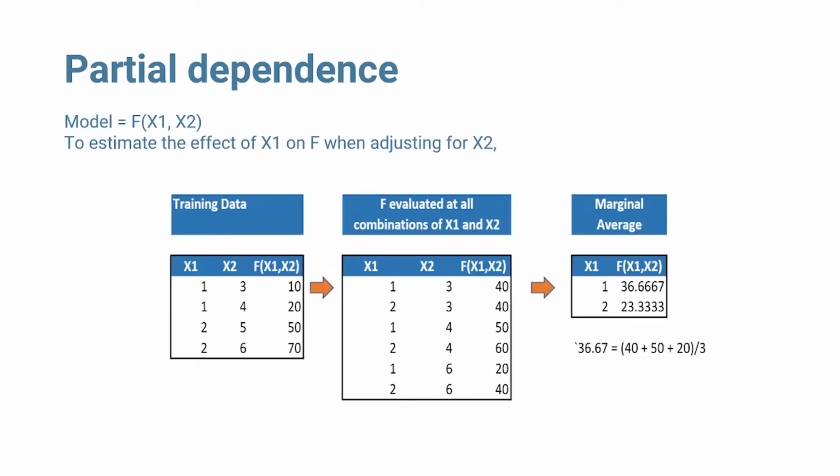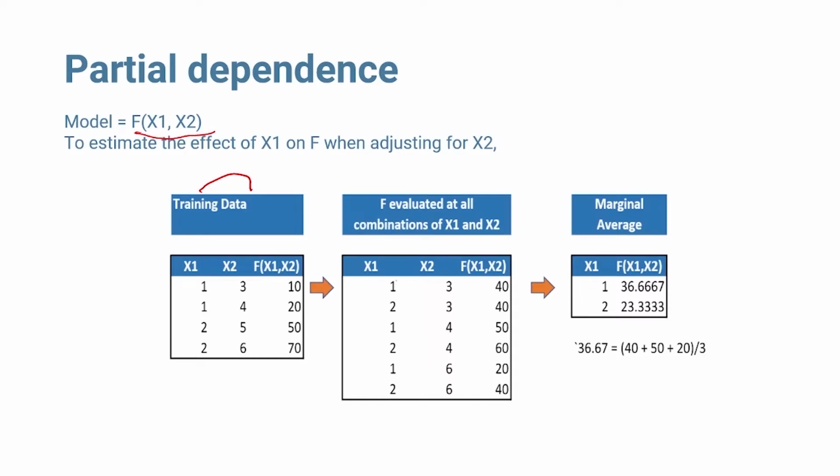Let's call this F, which is a function of x1 and x2. You then look at the training data. For each occurrence of x1 and x2, you have the predicted value. But to get the partial dependence, you need to consider all possible combinations of x1 and x2, and then you evaluate your function at these values. So then to get your partial dependence, you consider the marginal average.